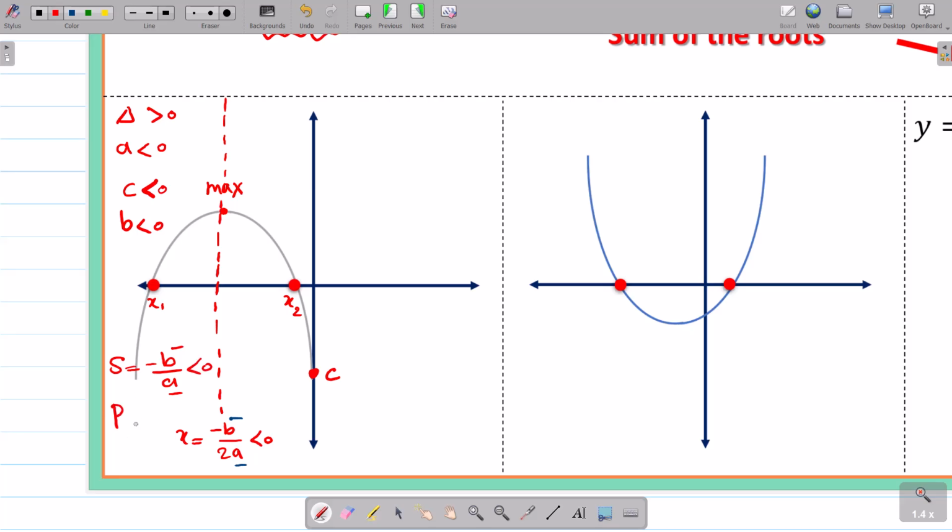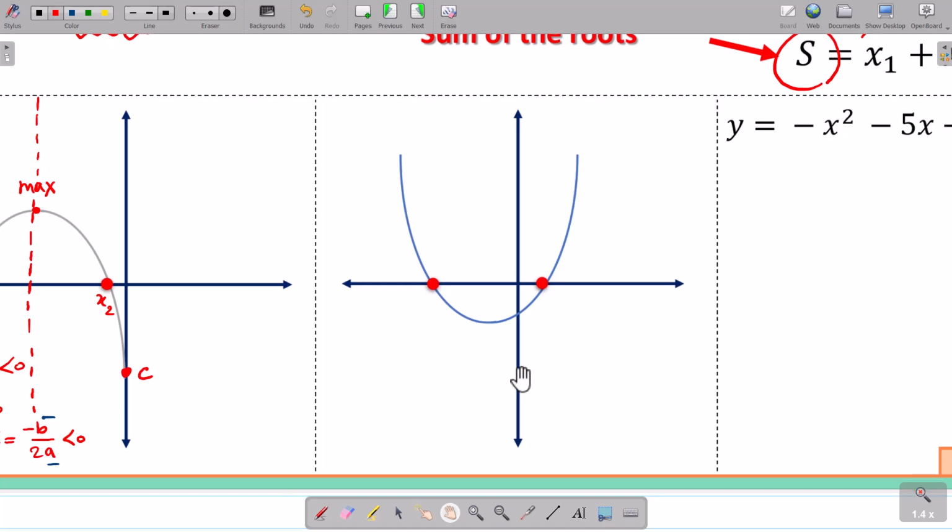What about P? P was C over A. C is negative, A is negative, so P will be positive. And we can also say x1 is negative, x2 is negative, negative times negative makes the product of the zeros, the roots, so P will be positive. This is all the information we can get just by looking at the graph of a quadratic function.